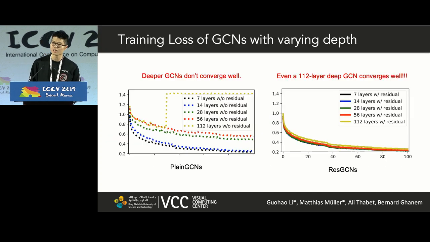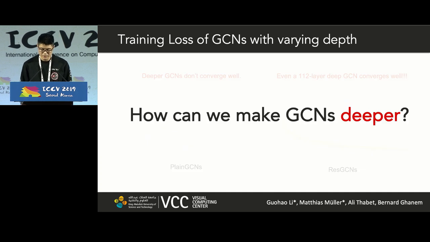Here you can see the training loss plots of GCN architecture with increasing depth. As you can see in the figure on the left, if we stack GCN layers naively, we are not able to train a deep GCN to converge. Then, how can we make GCN deeper? We borrow ideas from CNN.